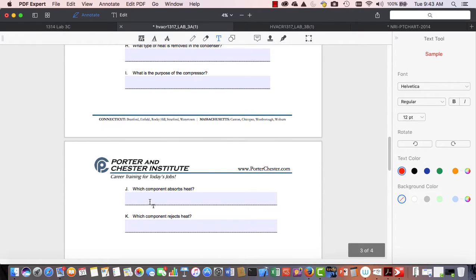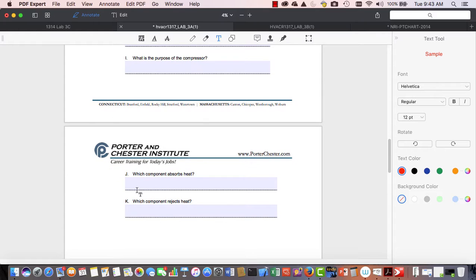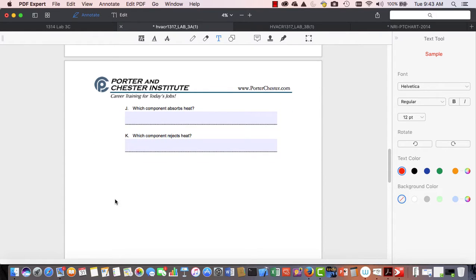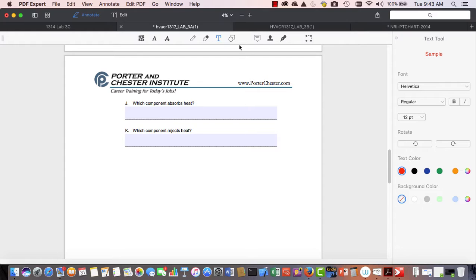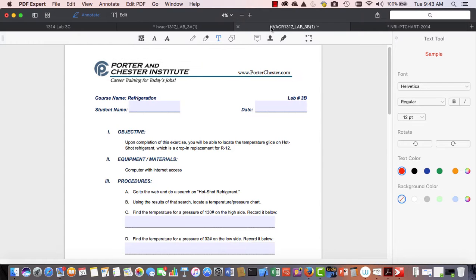What component absorbs heat? It's my evaporator. We absorb heat in order to boil off the refrigerant. What component rejects heat? It's my condenser. My condenser pushes heat from the refrigerant to the air around it or blowing across it. So that is basically Lab 3A. Okay, it's all about temperatures, pressures, and the different components in the refrigeration system.